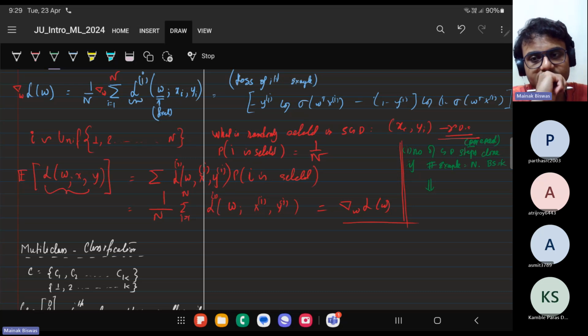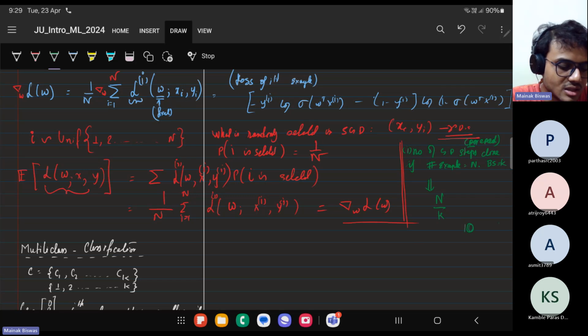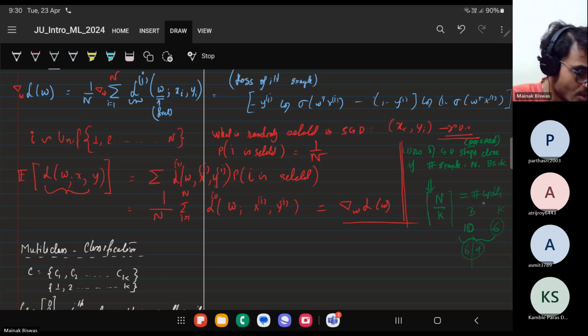Batch number of examples is n, batch size is k. So n by k. But be careful with n by k. See the base case: if there are 10 examples and 6 is the batch size, then how many updates will you have? Careful again. Ceiling. 6 and 4 will be the batches. So this is the number of updates per epoch.